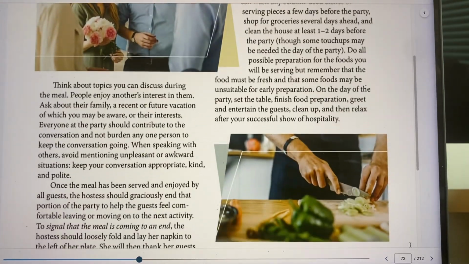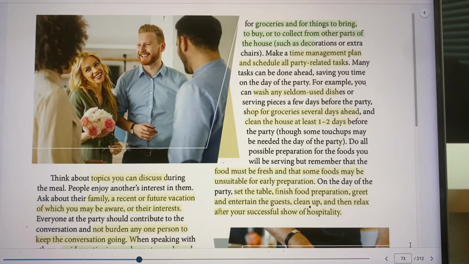Just think about topics you can discuss during the meal. People enjoy another's interest in them. Ask about their family, a recent or future vacation, something of their interest to talk about, maybe questions. Sometimes it's even fun to play games.